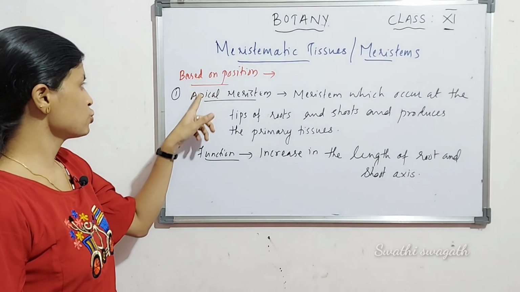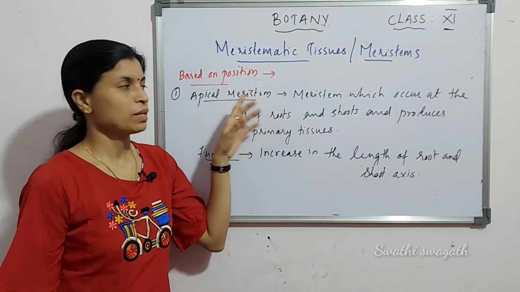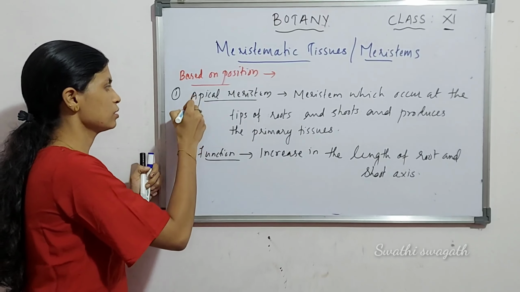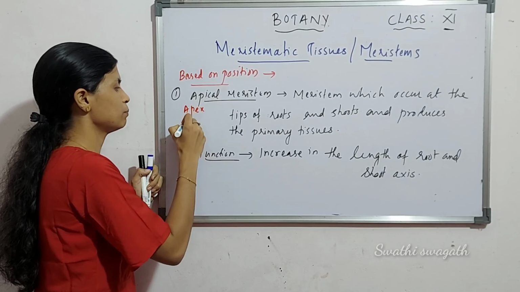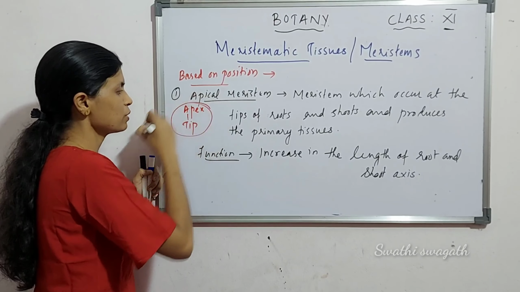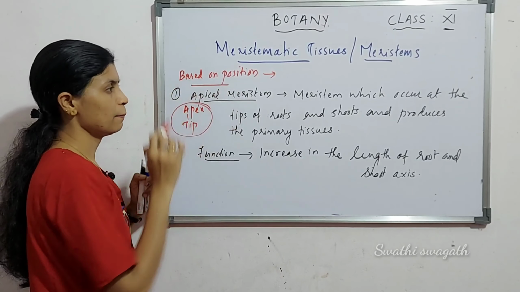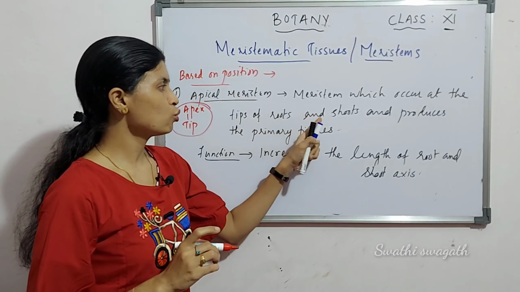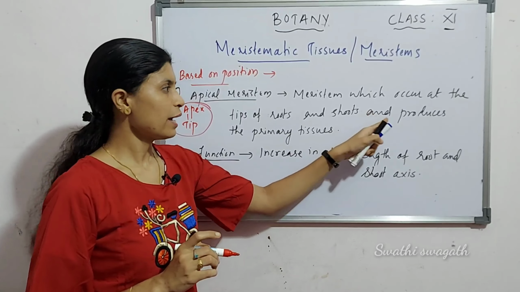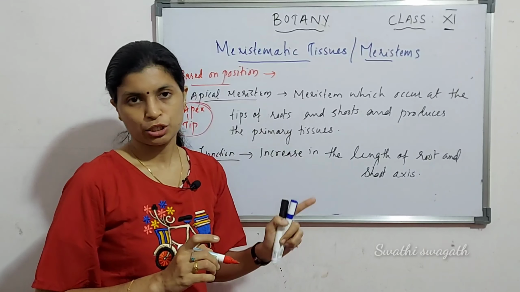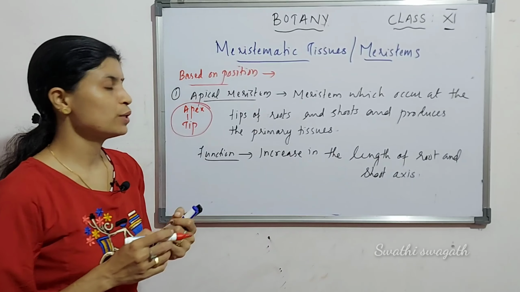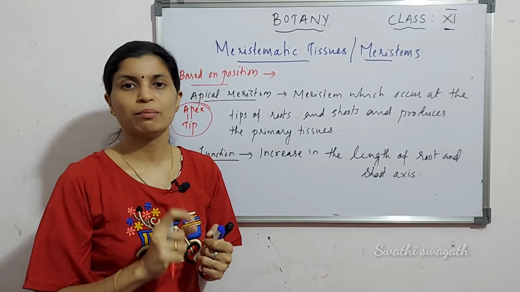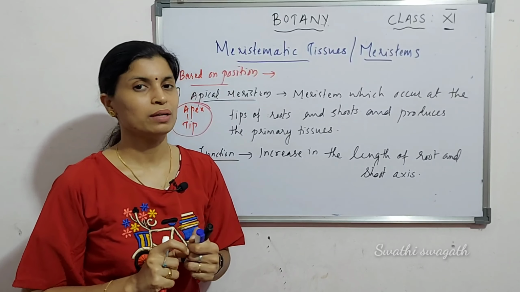The first one, apical meristem. The term is related to apex. Apex means tip. So apical meristem is the meristem which occurs at the tip of root and shoots and produces the primary tissues. Root apical meristem and shoot apical meristem are there.